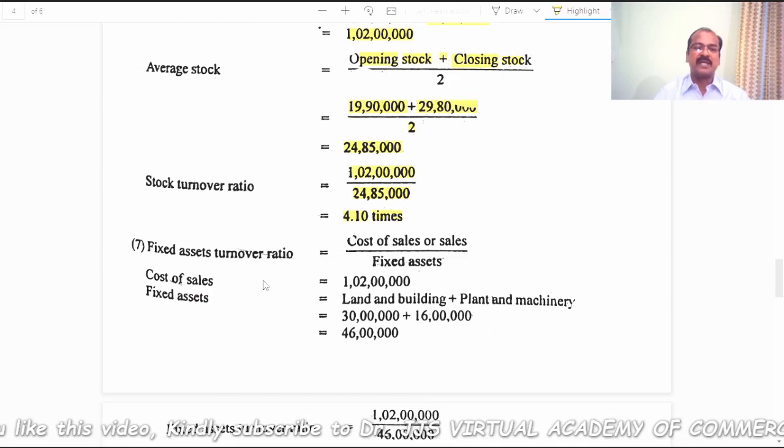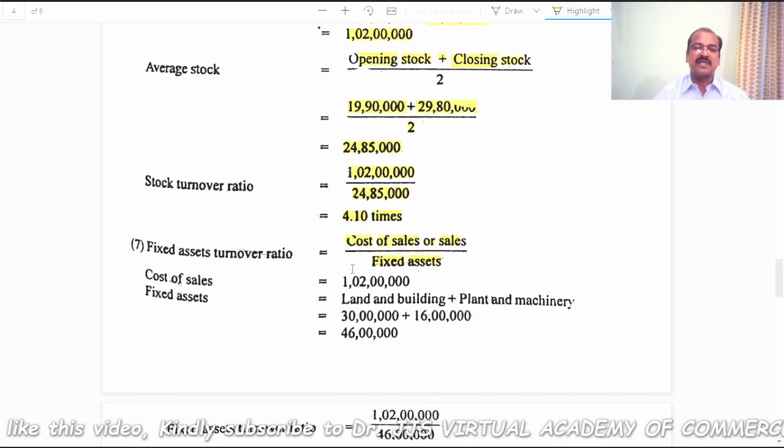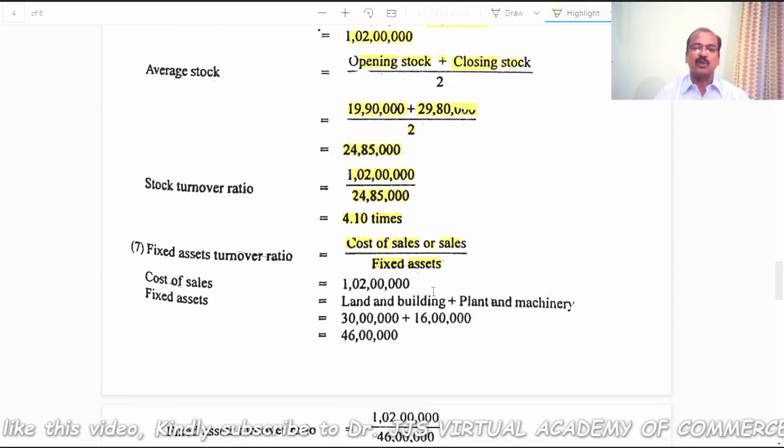The next one, fixed assets turnover ratio. Cost of sales divided by fixed assets. Cost of sales, we calculated it as 1 crore 2 lakh rupees.